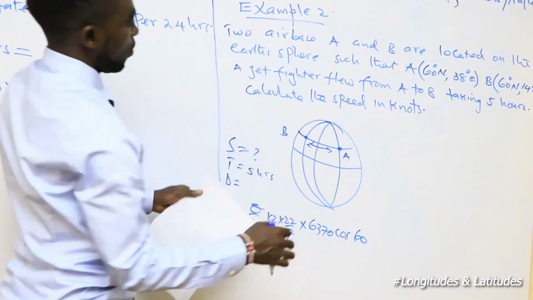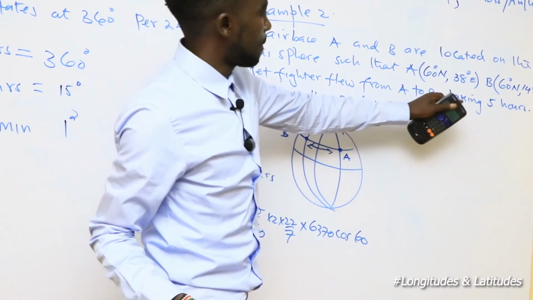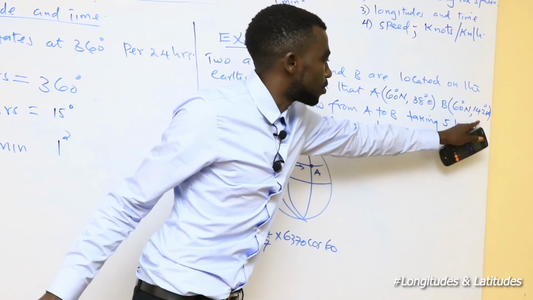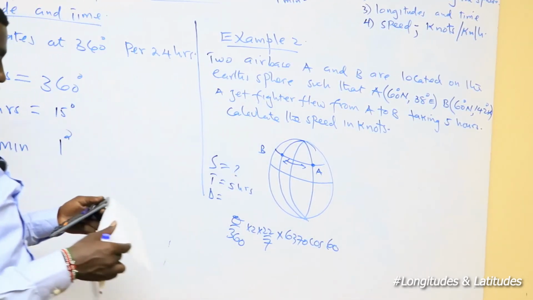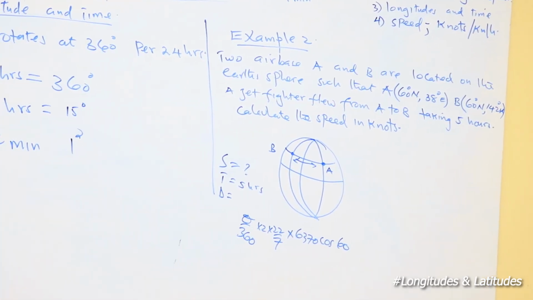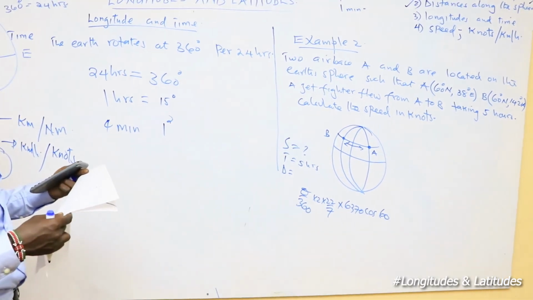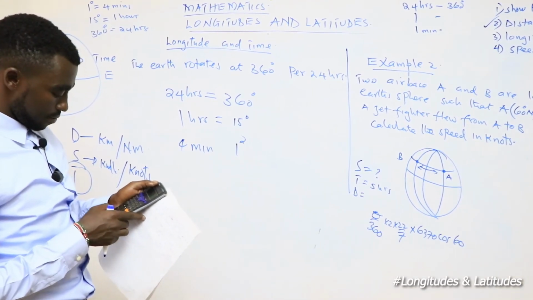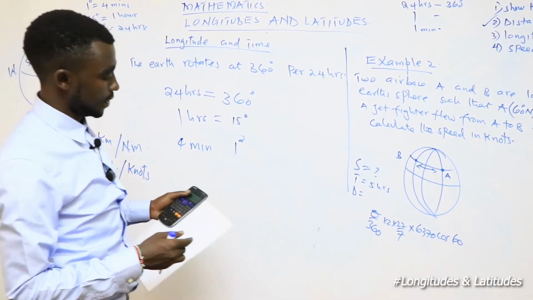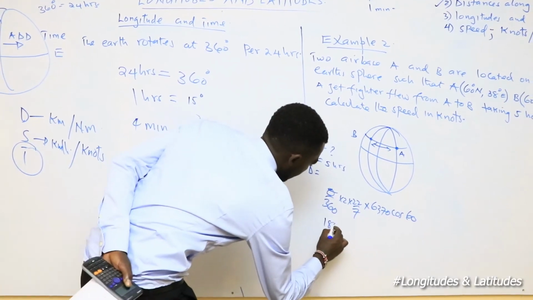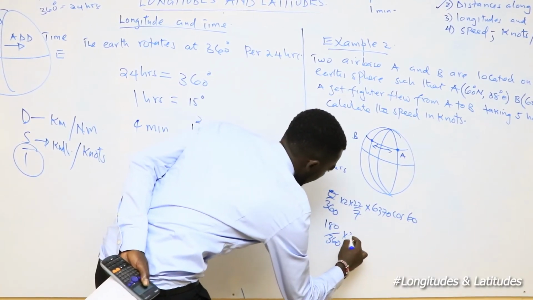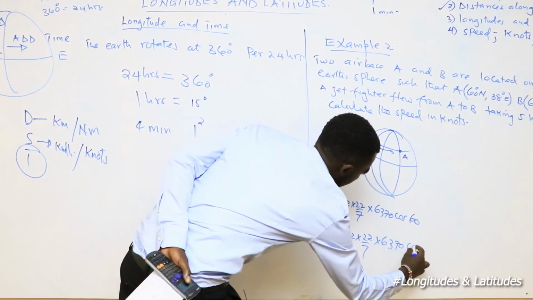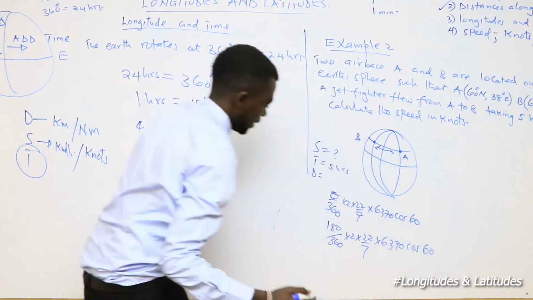So 1 lies at A, it is 38 degrees east, B is 142 degrees west. So what we do, we add the 2, 142 plus 38, and you get 180. So here it will be 180 over 360 multiplied by 2 times 22 over 7 times 6370 cos 60. Let's get that distance.